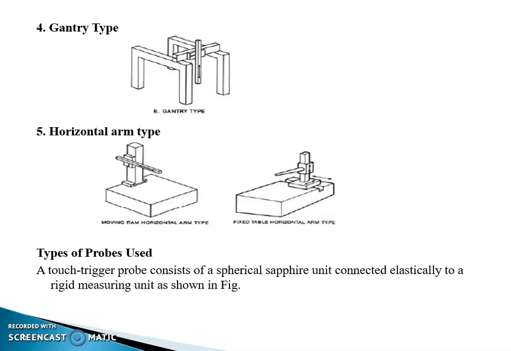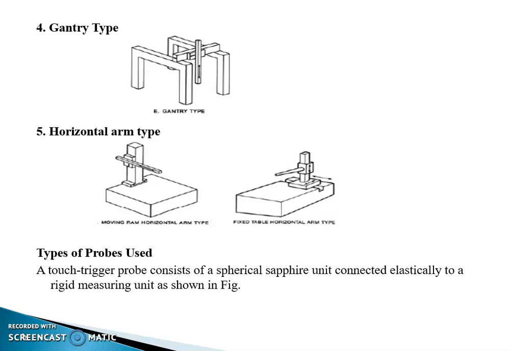And the fifth and last one is the horizontal arm type. The horizontal arm type CMM has a horizontal arm that moves in a horizontal direction. The measuring probe is fitted to the y-axis arm and not the z-axis arm, as in other designs of CMM. The main advantage of this type of CMM is that the work volume is large and it has freedom from obstruction. This type of machine can be used for large workpieces such as a car body.